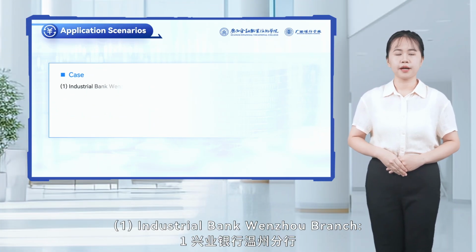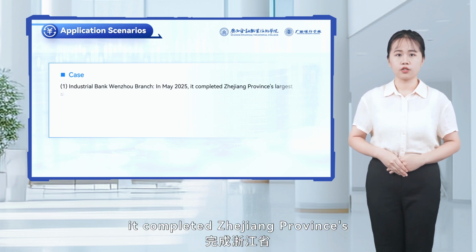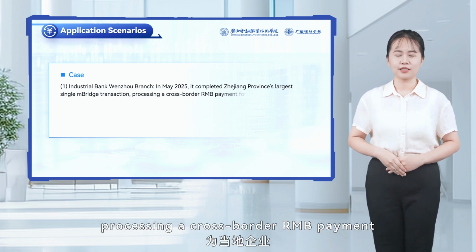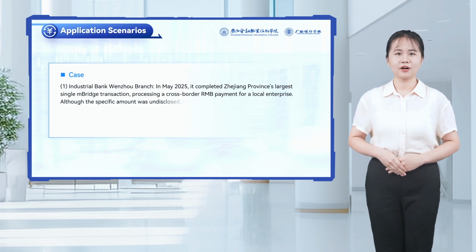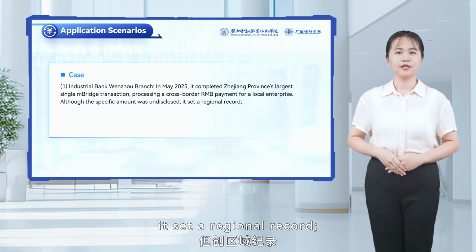1. Industrial Bank Wenzhou branch. In May 2025, it completed Zhejiang Province's largest single mBridge transaction, processing a cross-border RMB payment for a local enterprise. Although the specific amount was undisclosed, it set a regional record.